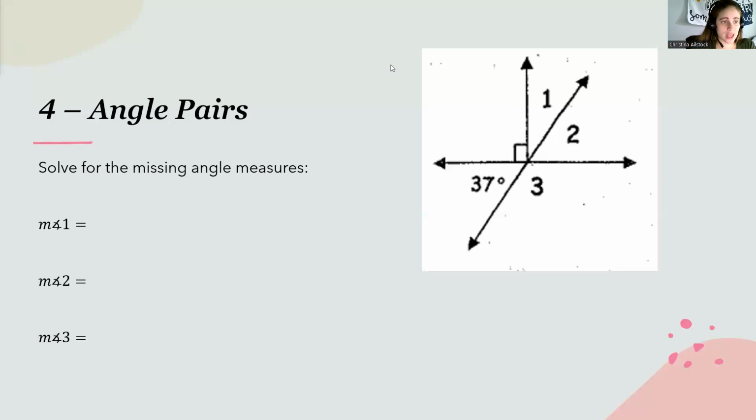The first thing that pops into my mind is I notice that this known angle, which is 37 degrees, is vertical angles with number 2. So if those two angles are vertical, that means they're congruent. And if they are congruent, they are equal, which means the measure of angle 2 would also be 37 degrees.